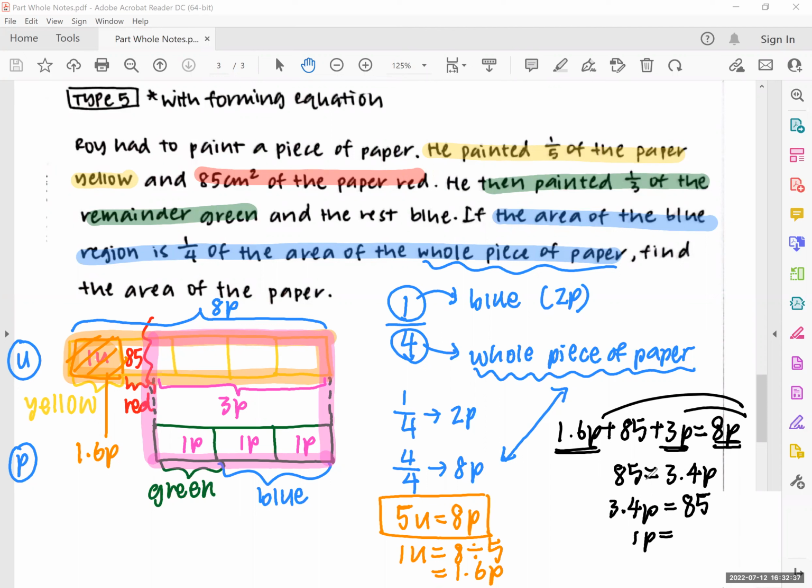And how much is 1 part? 85 divided by 3.4. And how much do you guys get? Show me on your calculator screen. Okay, okay, okay. So you get 1 part is 25. Okay, then now let's read back the question. They say find the area of the paper. And the paper is in 8 parts. And how to find 8 parts? 25 times 8. And what's my answer? 200. Ta-da! The end. And with that, congratulations. You have graduated from part whole with forming equation.